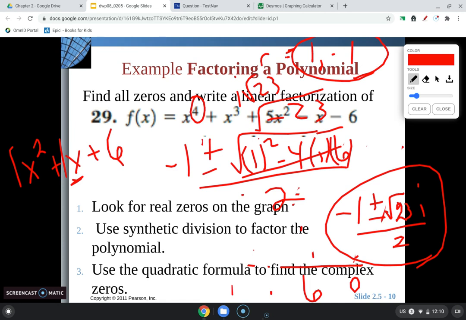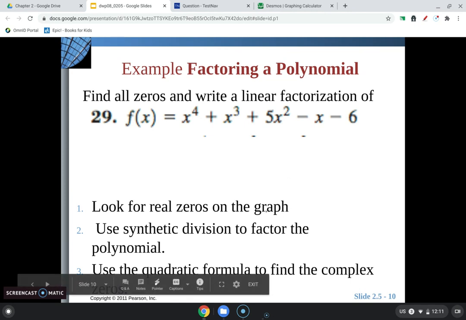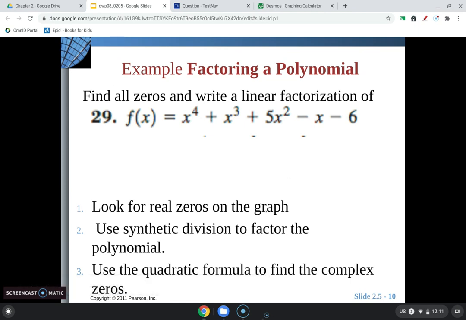All right, that's how you do 29 in your assignment. So use the real zeros on the graph, then use synthetic division, and then use quadratic formula, or solve it algebraically if you don't have a middle term like that. All right, I believe that is a wrap for 2-5.